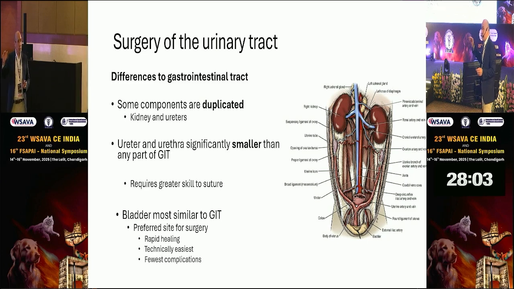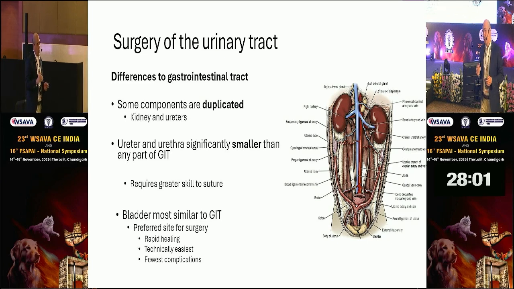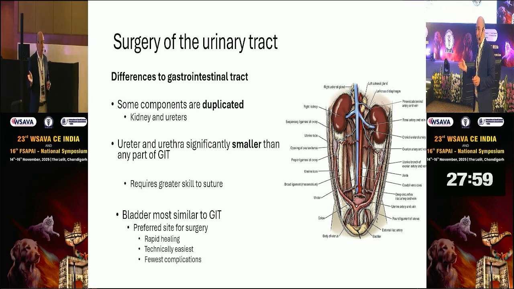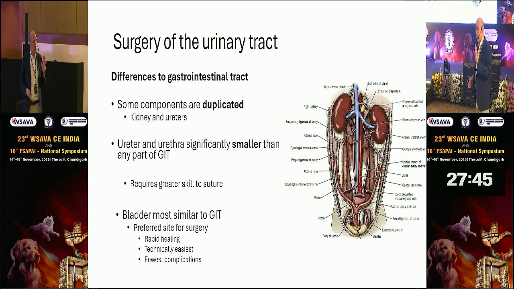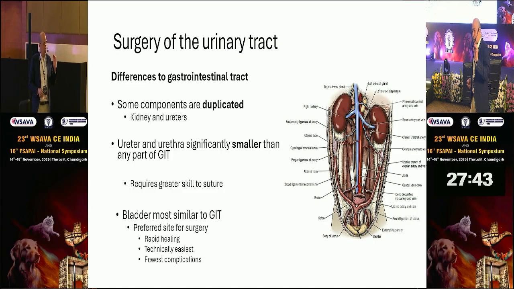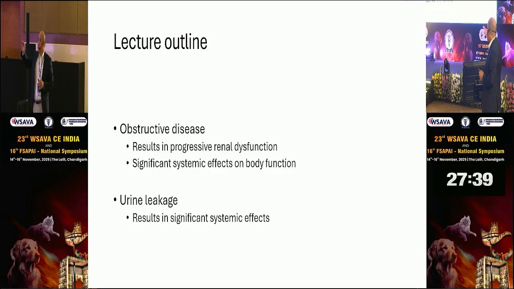In terms of the organ which is most closely related to the GIT, I would say that's the bladder. And so if we're talking about developing skills, I think the bladder is a good place to start. I think the stomach and the small intestine are a good place to start. So if you are relatively inexperienced, then again, the bladder heals very quickly and it has a very similar feel to the GIT.